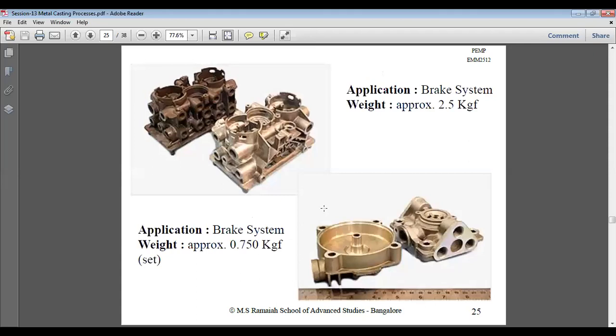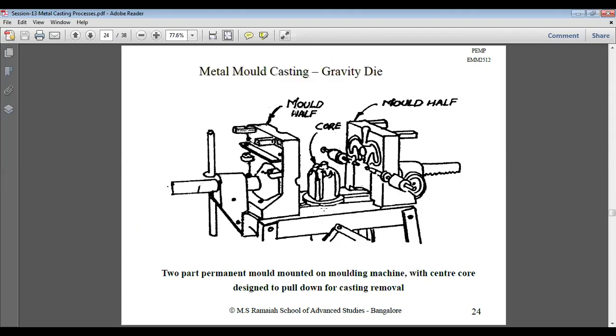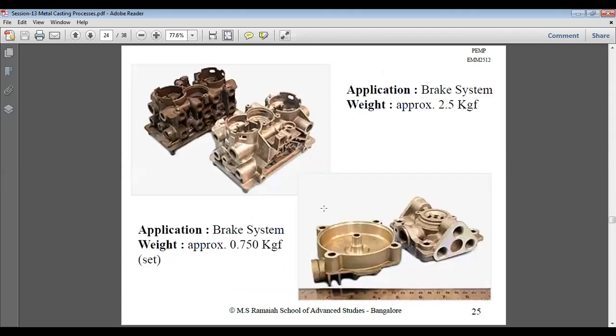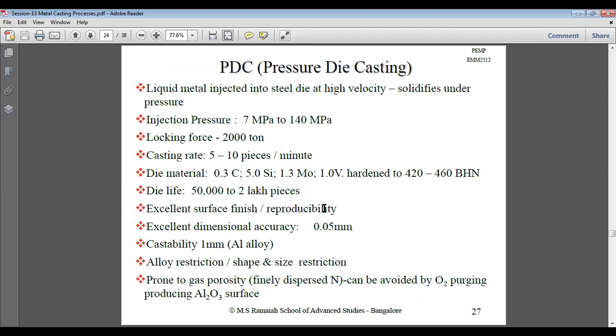Then these are the applications. Brake systems are made, then brake housing is made. These are made by gravity die casting. Then applications again. Then PDC or pressure die casting.